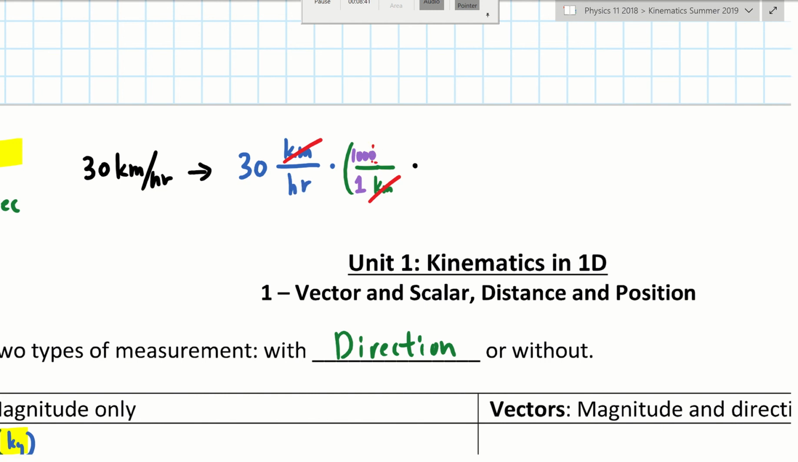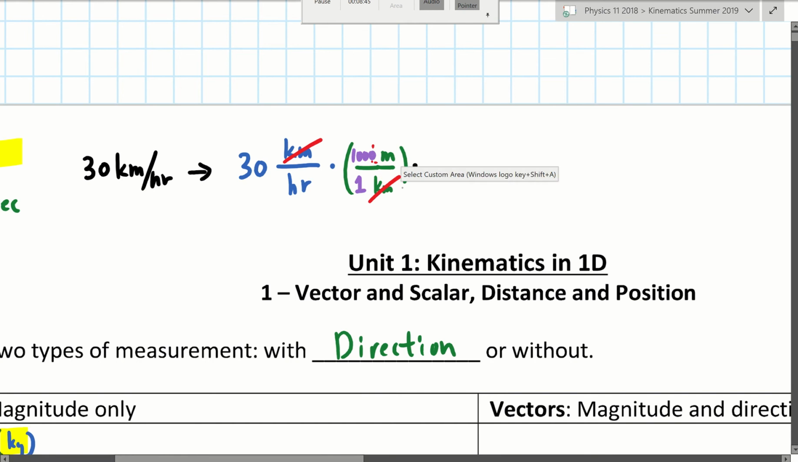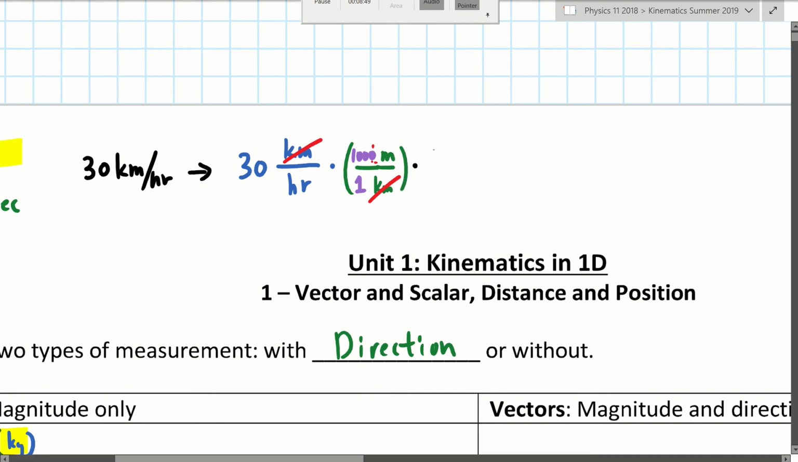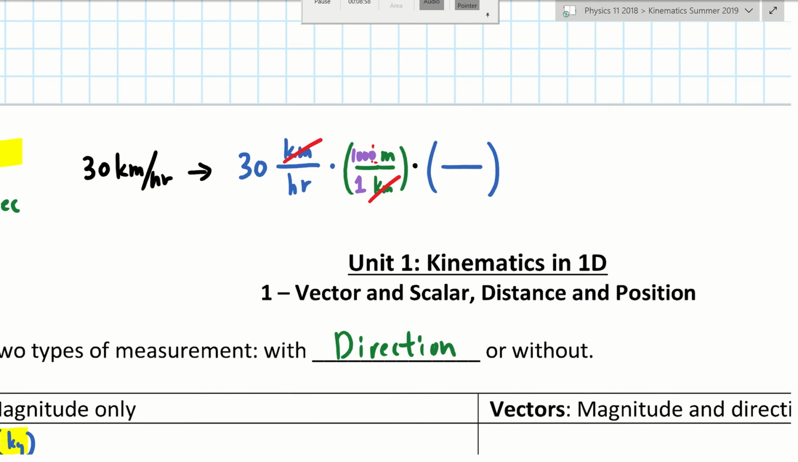Okay, so we want the meter to be there, but we also want the second to be there. So we are going to get the second in there. Again, same thing, set up a fraction. You can do this with chemistry and all the other unit conversions that you ever need to do. This method works.